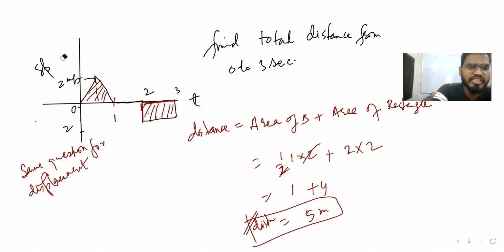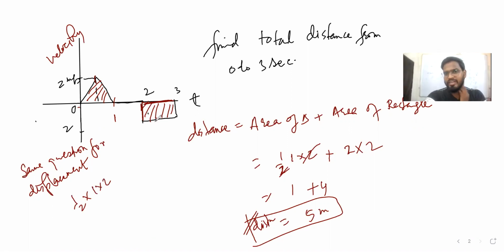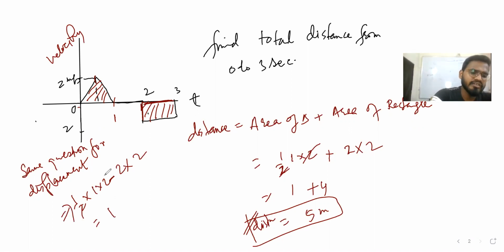Now this thing is given as what? Velocity, right? Now the area of a triangle is what? Half base into height. This is in the negative direction, right? It is a vector quantity, so you have to consider the negative. So minus of how much? Minus of 2 into 2, so it is going to be 1, right?